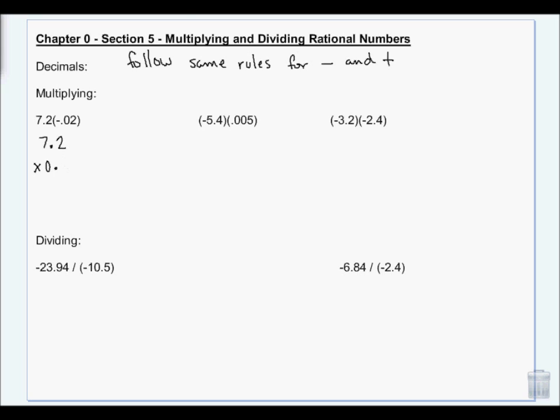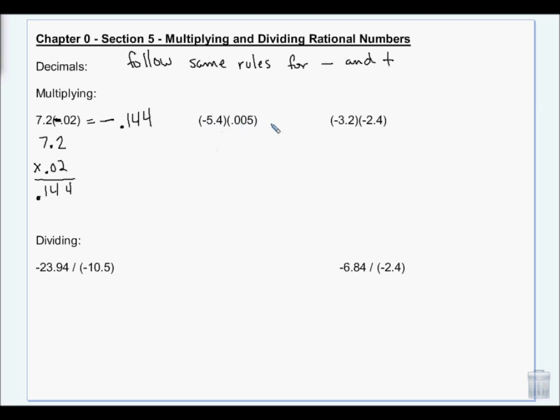Oops, that's 0.02. Now you'll notice there's a negative right here. So I have a positive and a negative. That means my answer is going to be negative something. And then I ignore it and I just do the multiplication. And then I have 1, 2, 3 decimal places. So I have 1, 2, 3 decimal places in my answer. So it's negative 0.144.